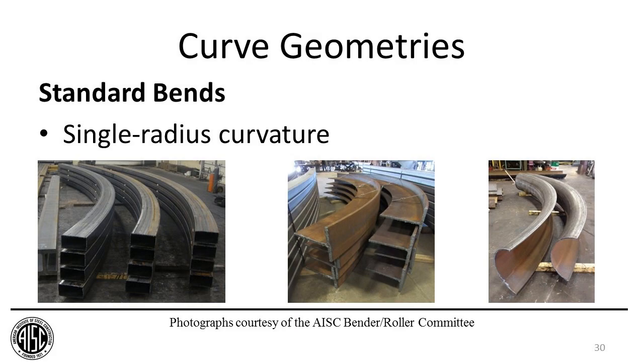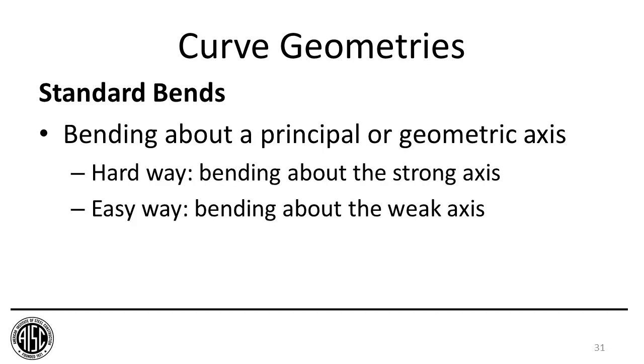So what is a standard bend? A standard bend is just what you would think a standard bend is. You can take a look at these 3 figures. That's a standard bend. The first thing that is required to call a bend a standard bend is that it has to be a single radius curvature. All right, the second thing is, for a standard bend, it has to be bent about a principal axis or a geometric axis. All right, and here's some of the terminology that I said we would introduce.